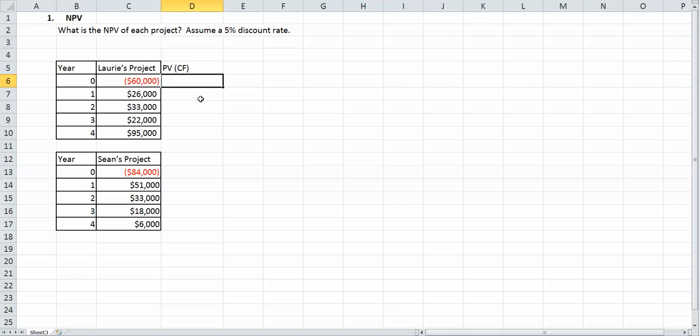So how do I do that? Well, the first one would be 60,000 divided by 1 plus your interest rate or discount rate, 1.05, raised to the year. So we're assuming a 5% discount rate. Enter. And I knew that was going to be -$60,000 because in year zero it shouldn't change. It's the most present time, so the present value of it should be whatever that value is. And I should be able to just drag down.